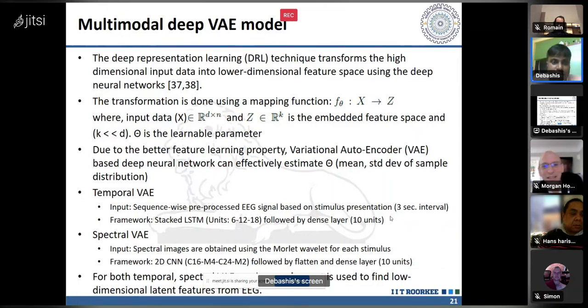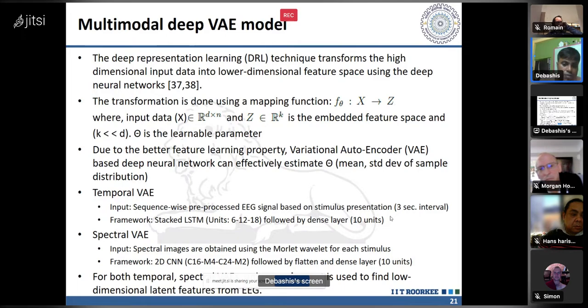So this is the deep representation learning. As I already told, it transforms the high dimensional EEG features into a low dimensional feature space, and for that we use the latent space. This is the mathematical definition of latent space, and we use the latent feature using the VAE, because the VAE can overcome the overfitting issue of the autoencoder. The latent space representation is very good for the VAE compared to other autoencoder models.